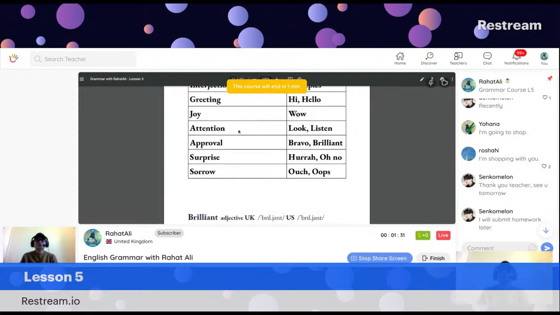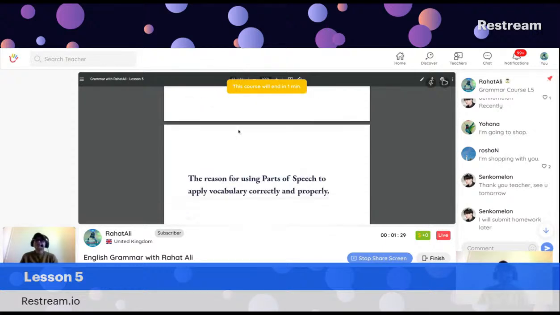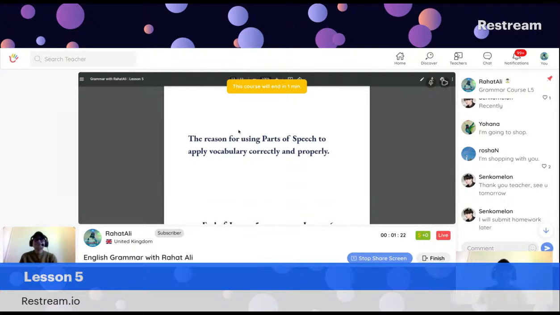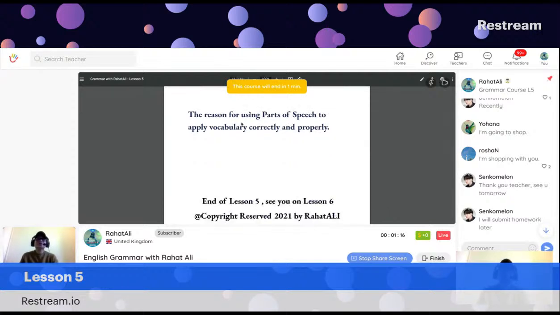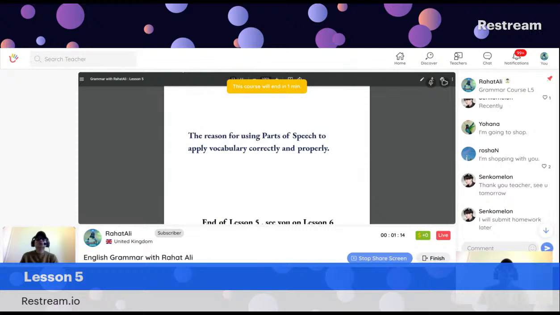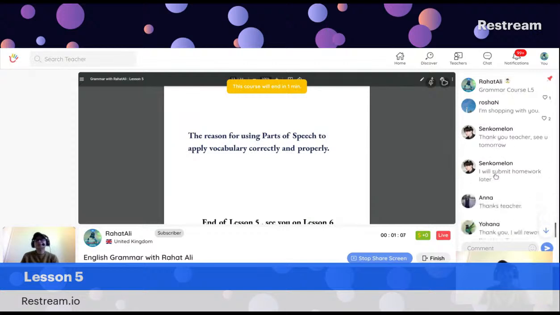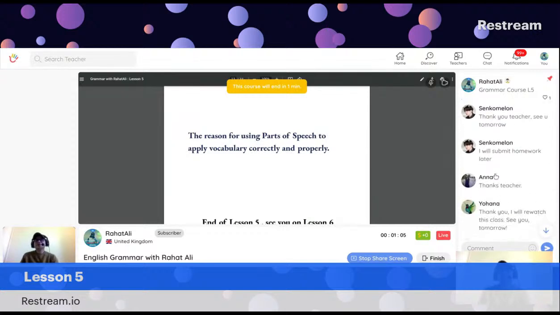All right, so brilliant. For example, this is the reason for using parts of speech. Remember, this is a very important sentence. The reason for using parts of speech is to apply vocabulary correctly and properly to make effective communication. We have to remember that in the English language, communication is very much important, and depending on your use, one word may have different meanings.